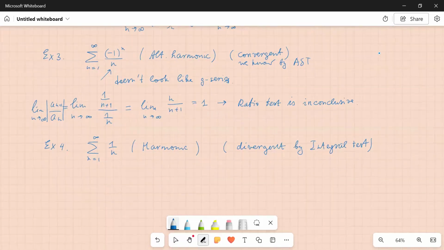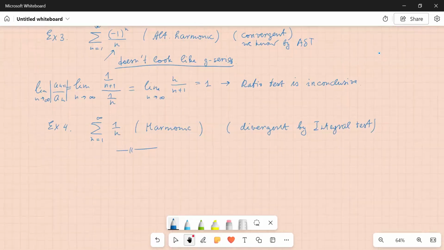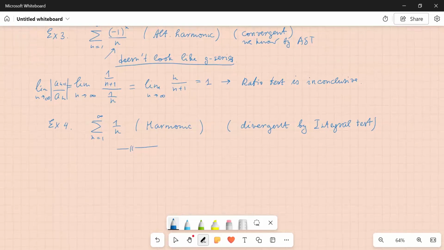Okay, let's see how the ratio test is going to work on this one. Again, this one does not look like a geometric series. Same. Well, I don't want to copy it over here, but it's the same. It doesn't look like a geometric series. Let's see how this ratio test is going to work.